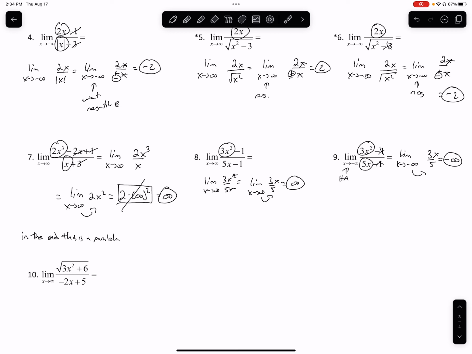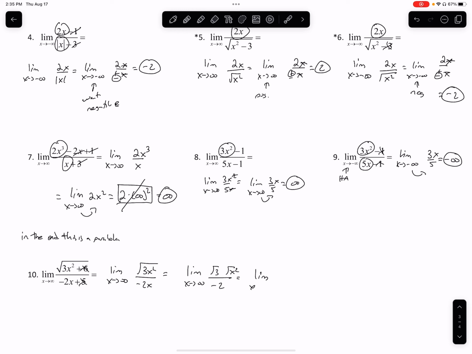All right, let's try number 10 real quick. For number 10, the same thing. We only go to infinity, so I don't really care about the 6 on top because 3x squared is much bigger, and the 5 on bottom, same thing. So we get the limit as x goes to infinity, the square root of 3x squared over negative 2x. Oh, this one's kind of fun. I'm going to separate the square root of 3 and the square root of x squared.